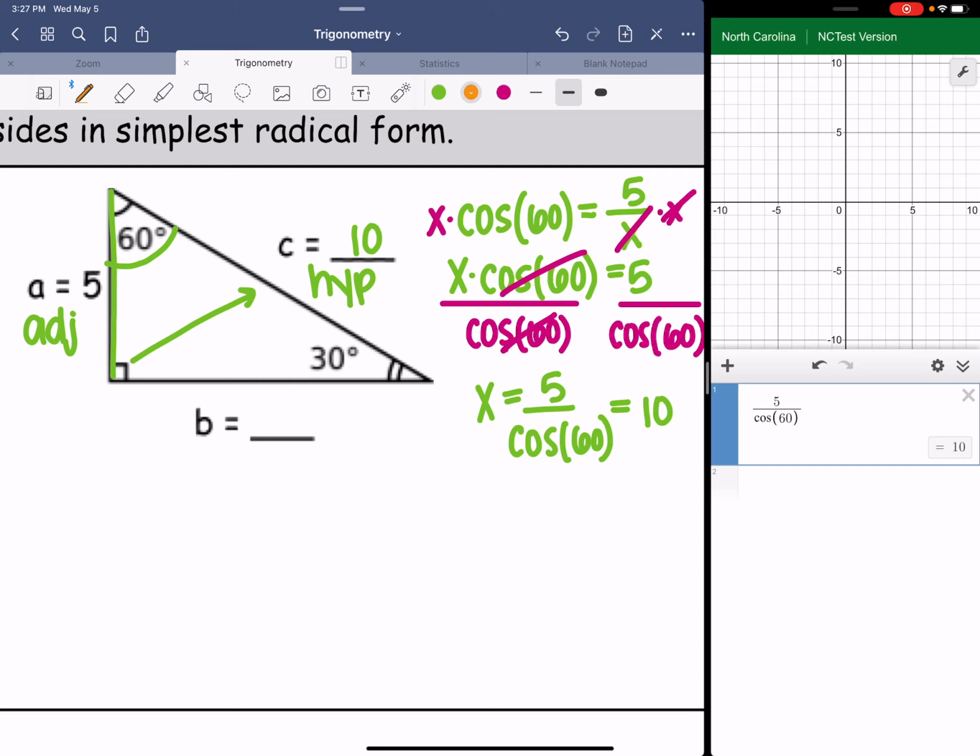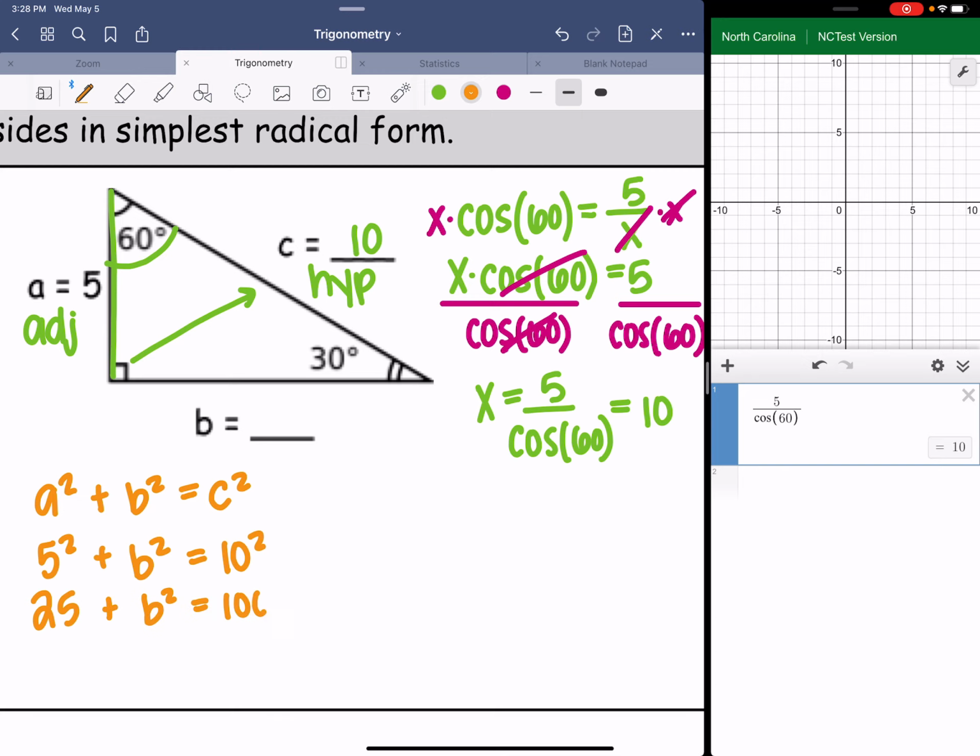So if I'm going to use the Pythagorean theorem, that's going to be a little bit quicker. And it's going to help us get an accurate length because we're going to be using radicals instead of decimal numbers. So again, a squared plus b squared equals c squared. A is 5. We don't know b. And c is 10. So that's going to be 25 plus b squared equals 100. I'm going to subtract 25, so b squared equals 75.